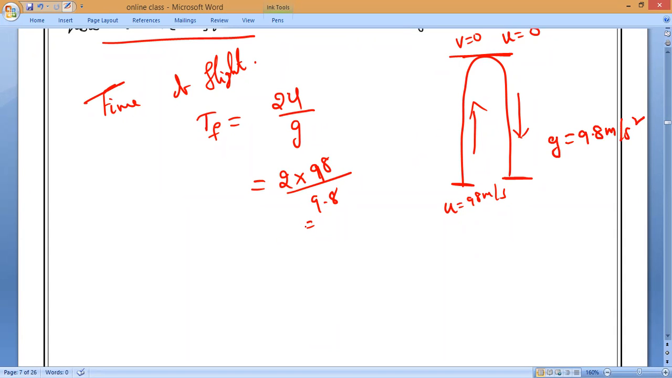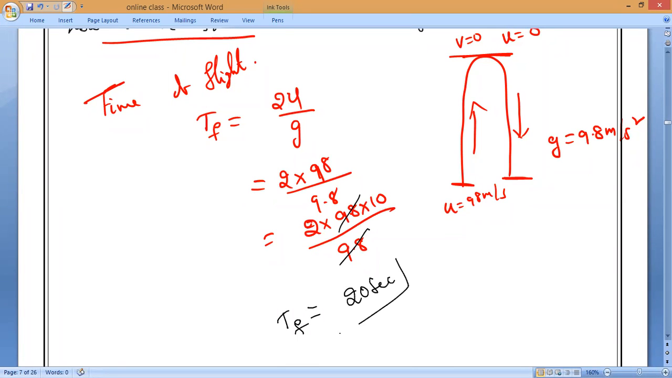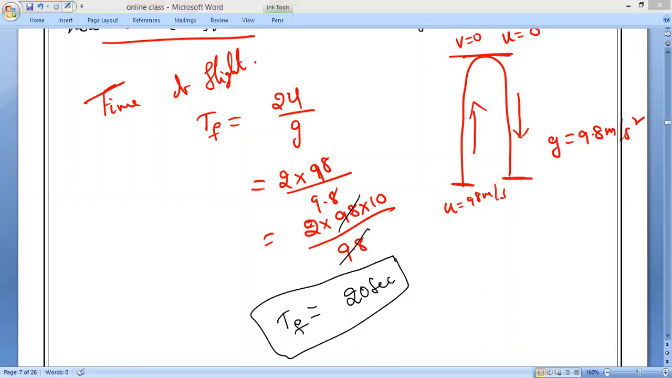How to simplify it? You might be facing difficulty. Don't waste time. Can I write 98 as 9.8 into 10? Is it right or wrong? Yes. So 9.8 will get cancelled. So the time of flight is equal to how much? 10 seconds, 20 seconds. Very good. Solve it.